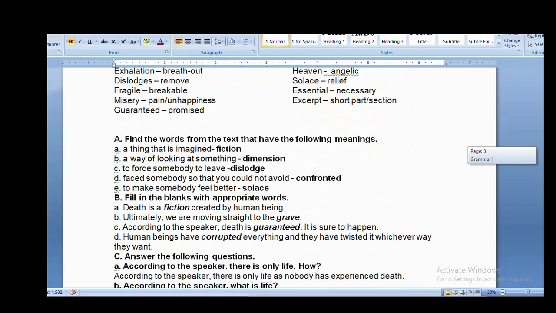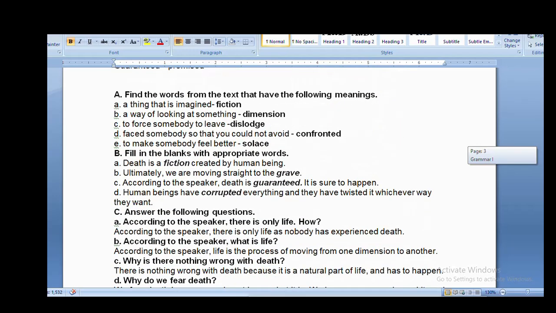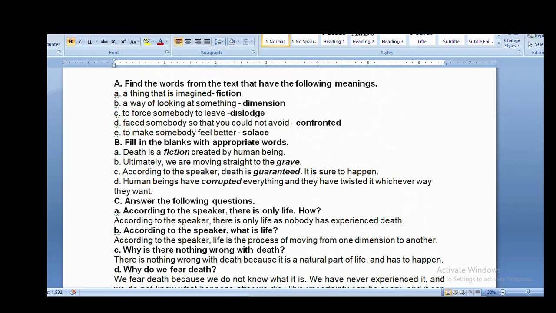So now, without delay, let's start the exercise. Number A, find the words from the text that have the following meanings. Imagine, fiction; a way of looking at something, dimension; to force somebody to live, dissolves; faced somebody so that you could not avoid, confronted; to make somebody feel better, solace.